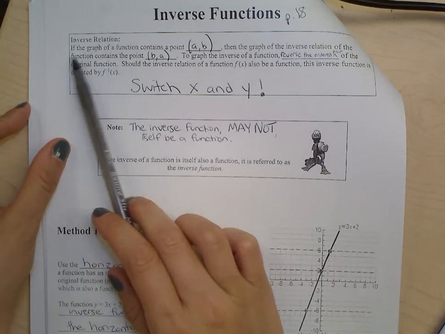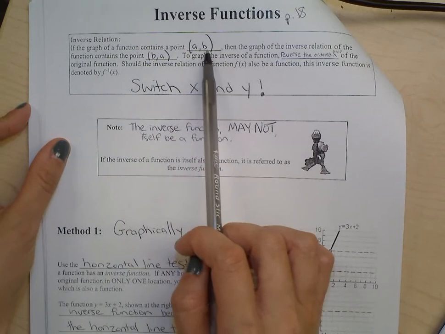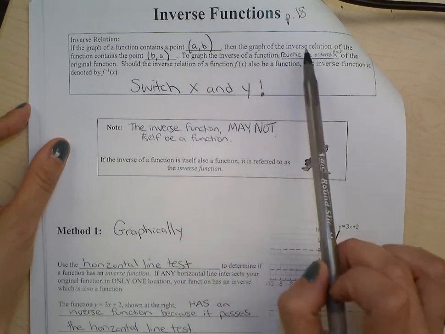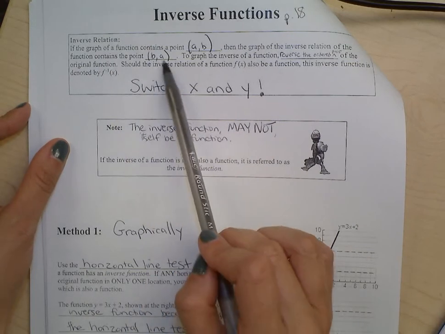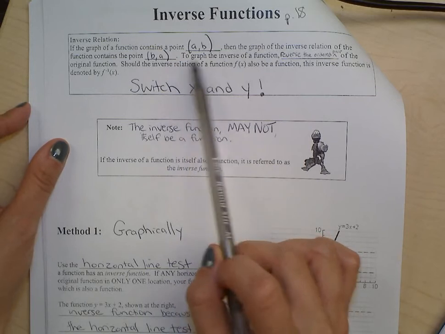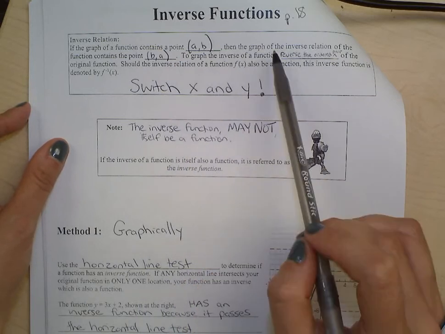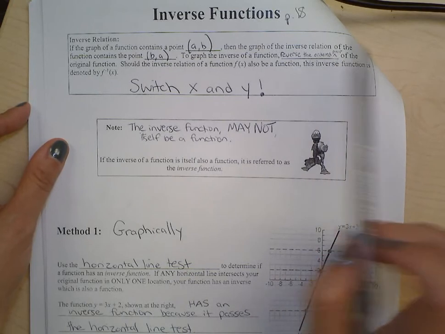If the graph of a function contains a point (a, b), then the graph of the inverse relation of the function contains the point (b, a). So our x coordinate now becomes our y coordinate. To graph the inverse of a function, reverse the ordered pair of the original function.